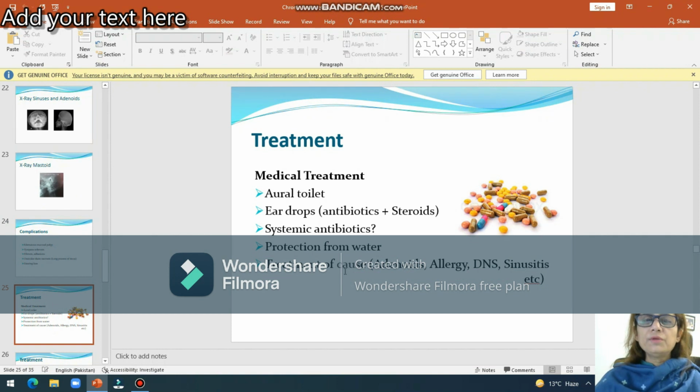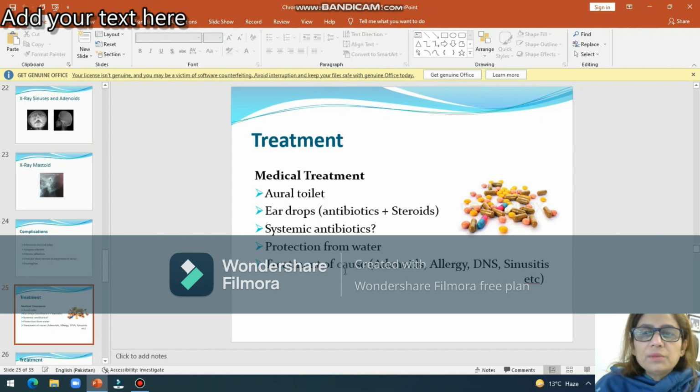So what treatment will you give? Treatment is very simple. First of all, you will give medical treatment. You will clean the pus with the help of suction, and then you will prescribe ear drops. Ear drops will be in the form of antibiotics containing steroids. Systemic antibiotics can also be given, and all these antibiotics should be effective against Pseudomonas and gram-negative bacteria.